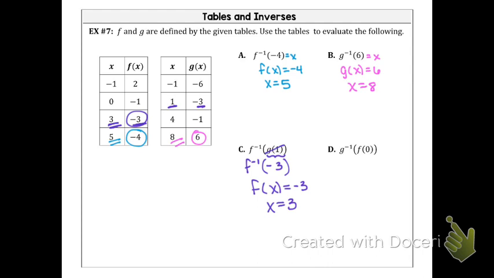We have the inverse G of F of 0. So let's go find F of 0 first. So go to our F table. When X is 0, we can see that our Y value is -1. And so we're looking for the inverse G of -1, which means G of some number will equal -1. So go to your G table, find where your output is -1, and you can see that your input then is 4. So X equals 4.